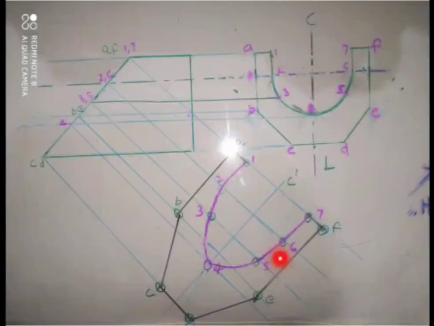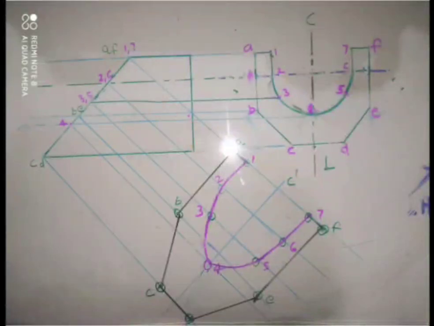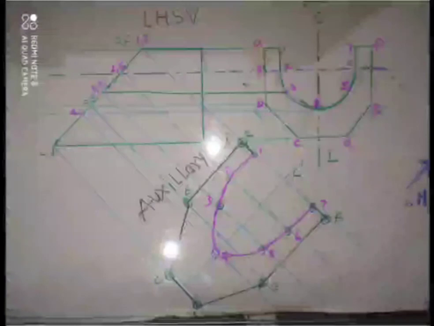We have drawn the auxiliary inclined plane because this plane is inclined to HP. Now this is the auxiliary view and this is the viewing direction, that is at 45 degrees we are looking perpendicular and we are drawing that object. Here I have given the names: this is the auxiliary view, left hand side view, and this is the front view.